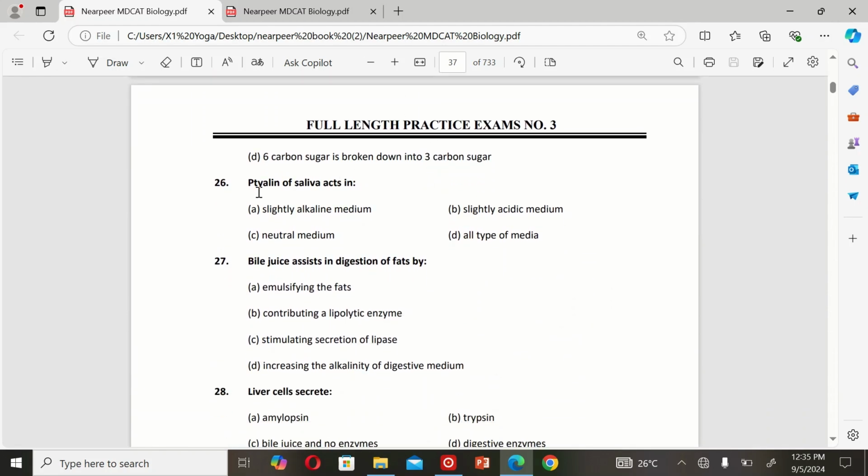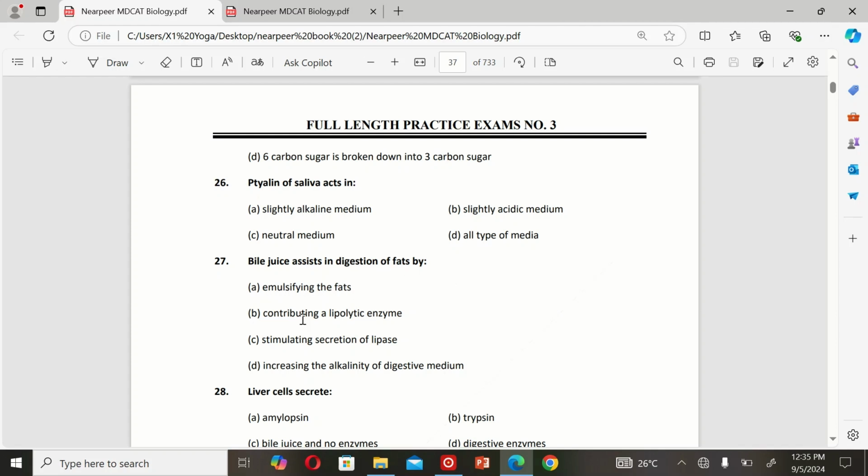The next MCQ is: saliva acts in A. Slightly alkaline medium, B. Slightly acidic medium, C. Neutral medium, and D. All types of media. So the correct option is B. Slightly acidic medium.